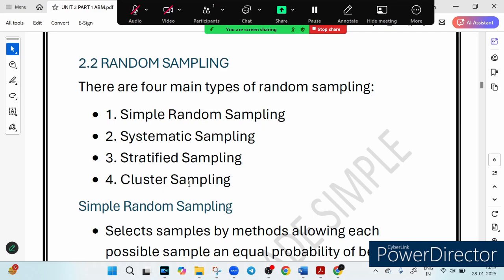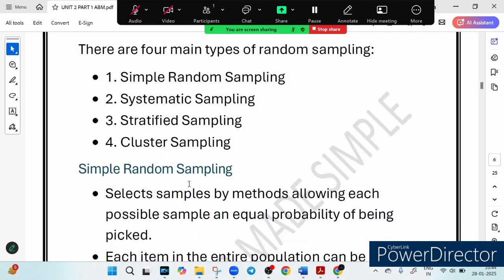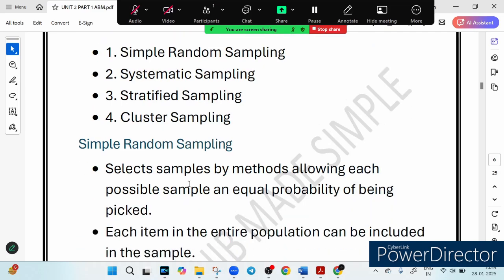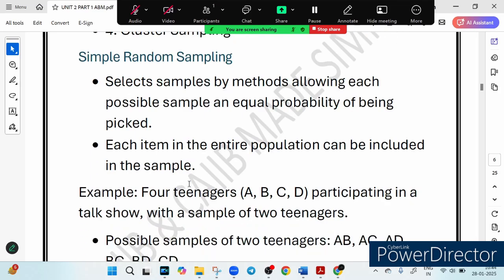Friends, we are exploring random sampling, the foundation of fair and reliable data collection, and guess what? It is simpler than you think. Let's break it down step by step. There are four main types of random sampling. The first is simple random, the second is systematic sampling, the third is stratified sampling, and the fourth is cluster sampling. In this video we will focus on simple random sampling because it is the most straightforward and forms the base for understanding the others.